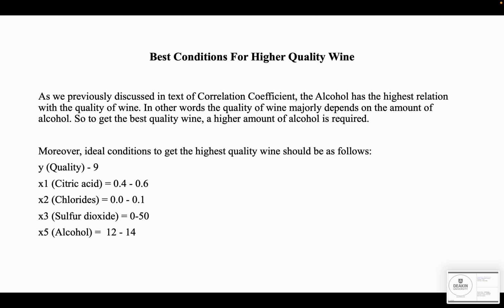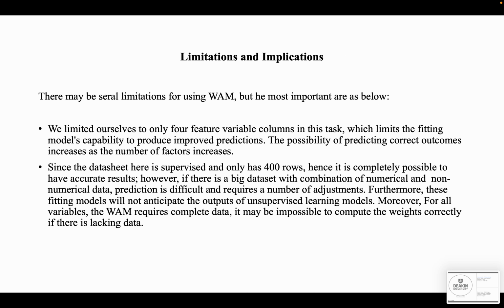To determine the best conditions for the quality of wine, it majorly depends on the alcohol, as it has the highest correlation coefficient. To get the best quality of wine, the following factors should be between these limits. The citric acid should be between 0.4 to 0.6, chlorides 0.0 to 0.1, and the same with the sulfur dioxide and alcohol. Now discussing the limitations and implications of the weighted arithmetic mean that I have used for the prediction.